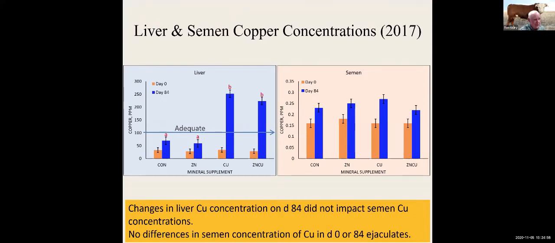Again, the left graph shows the liver concentrations that I showed you in the previous slide for 2017. The graph on the right shows you the semen concentrations of copper for the different mineral treatments. Change in liver copper concentration on day 84 did not impact semen copper concentration. So even though it was increased in the bulls that received copper for the liver, it wasn't different between treatments on day 0 or day 84 in the semen of those bulls.